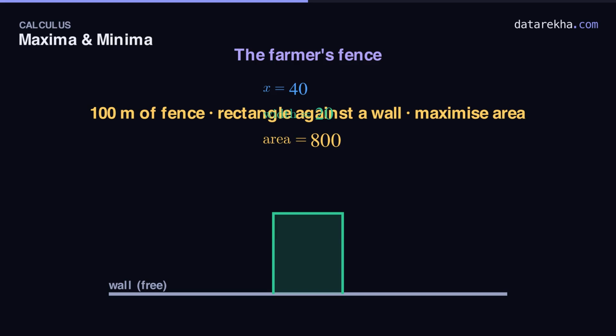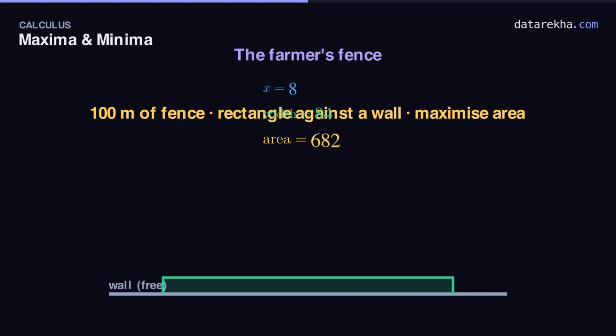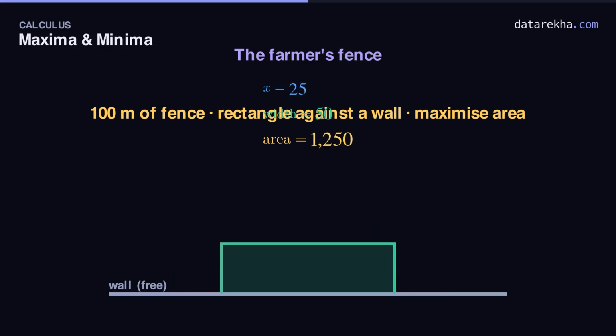Watch the pen change shape as I slide x. And keep an eye on the area. Too slim and there's no room. Too deep, and the width collapses. Somewhere in between the area peaks. Let's find that sweet spot exactly.